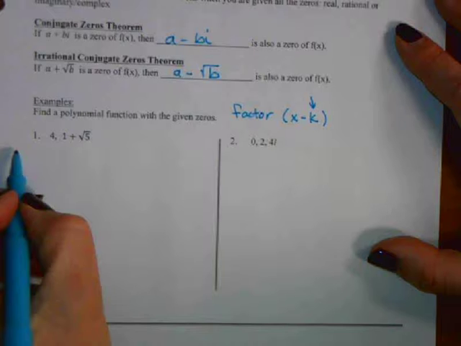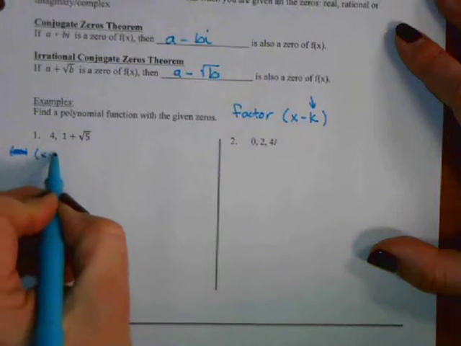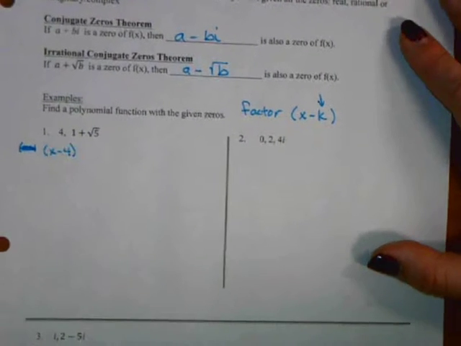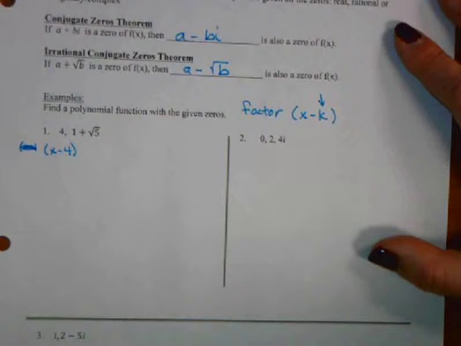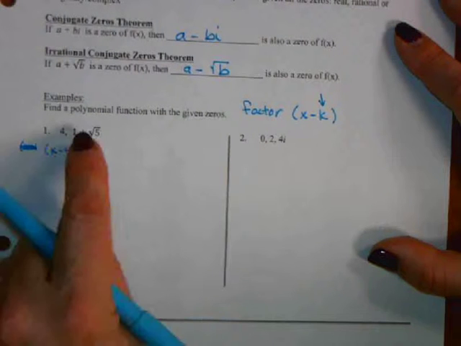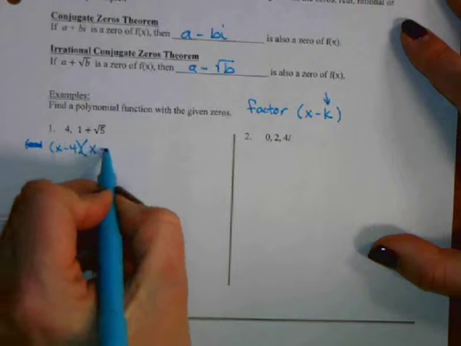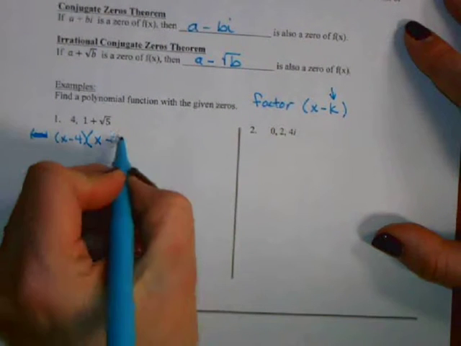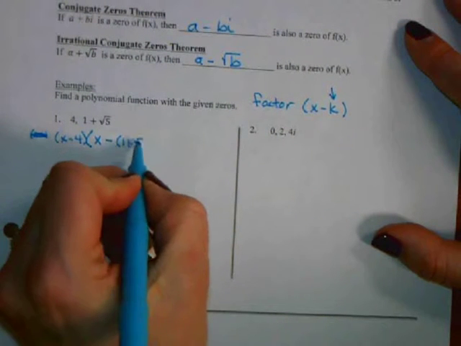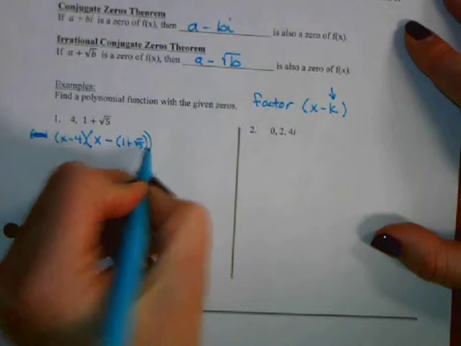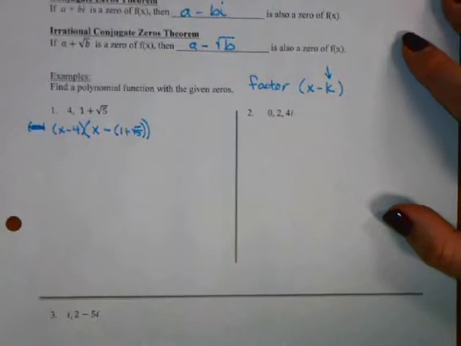So the first thing you do is set up the factor. X minus 4. There's this one, and it would look like this. Are you ready? You write X minus, and then you put parentheses, 1 plus the square root of 5. Close that parenthesis and close the big parenthesis.